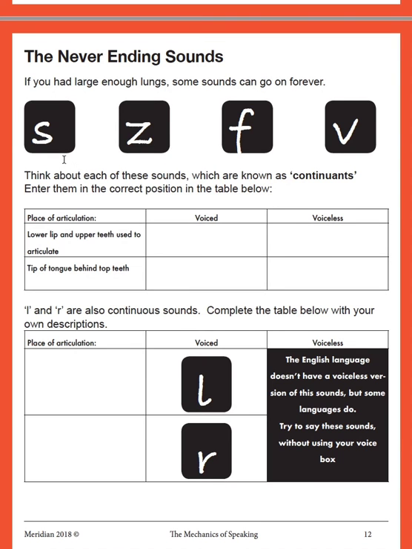Some are made by different parts of the mouth, the lower lip and the upper teeth, F and V, and the tip of the tongue behind the teeth, S and Z. We call these continuous sounds, and the difference S and Z, they're articulated exactly the same, except one is voiced and the other is voiceless. Same with F and V.